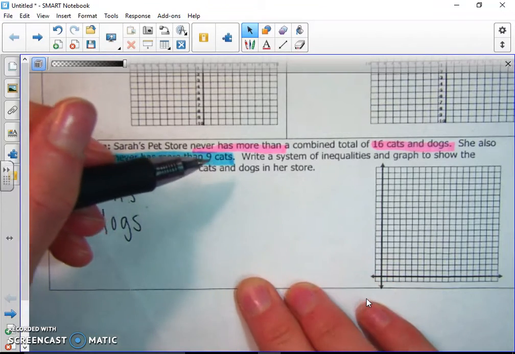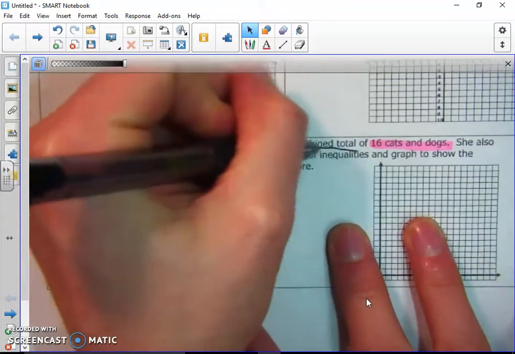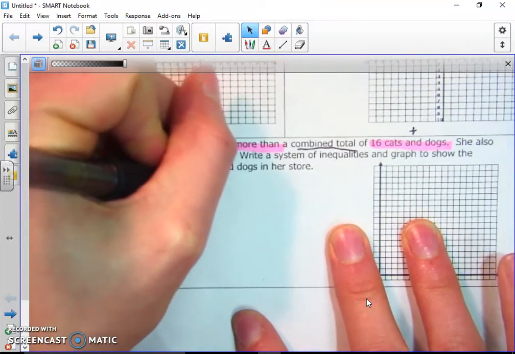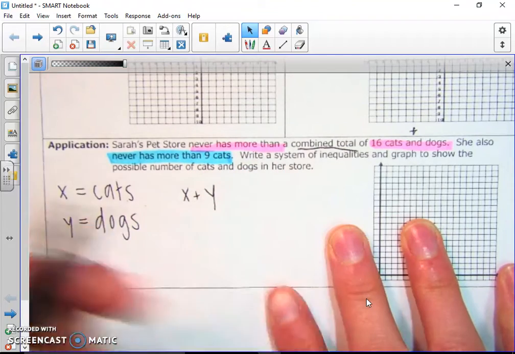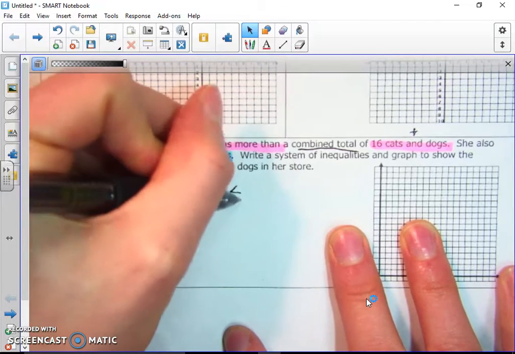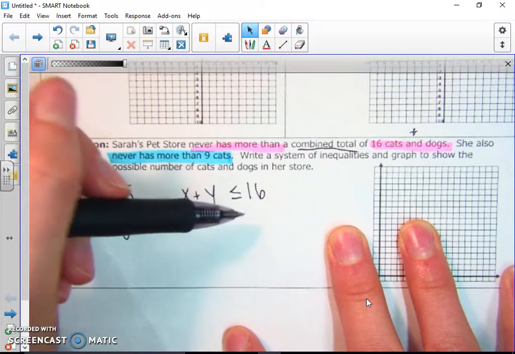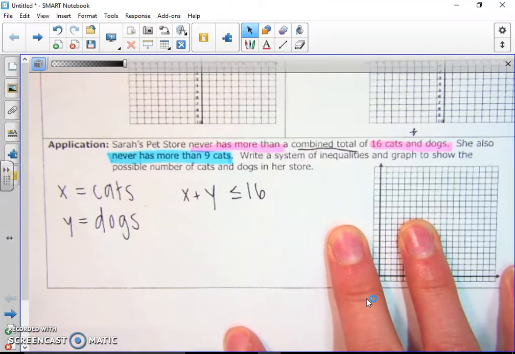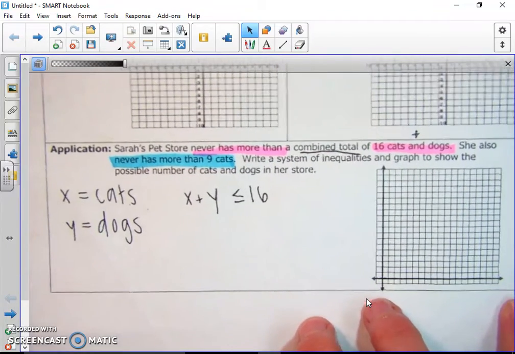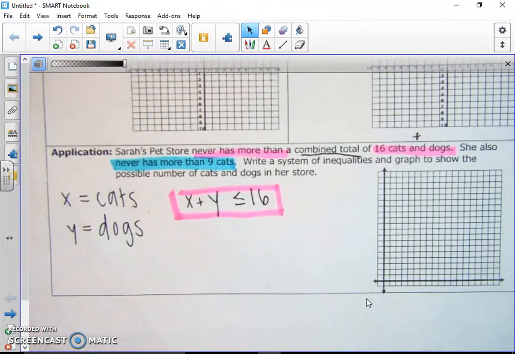Okay. Now let's write our first inequality. Sarah's pet store never has more than a combined total of 16 cats and dogs. So when I see combined total, I should be thinking addition. So the number of cats plus the number of dogs has never been more than 16. So it can't be more than 16. It's got to be less than or equal to 16. When they're saying that phrasing, could it equal 16? Yeah, it just can't be more than that. So less than or equal to 16. So that is our first inequality.